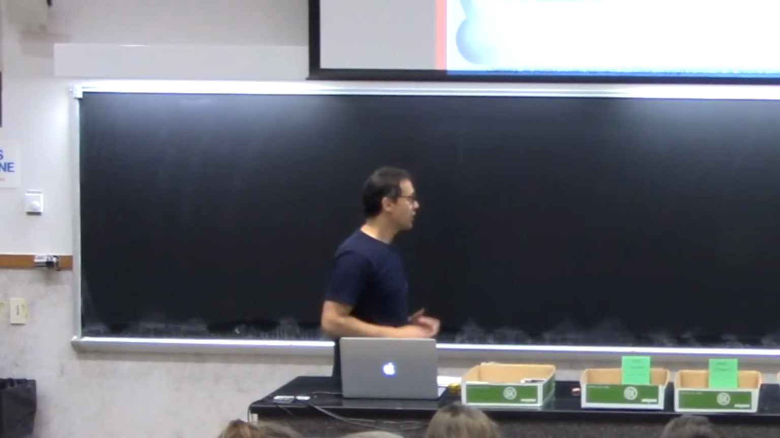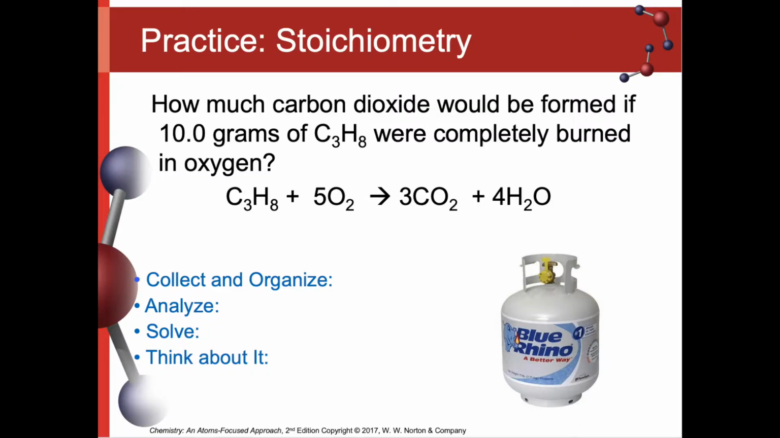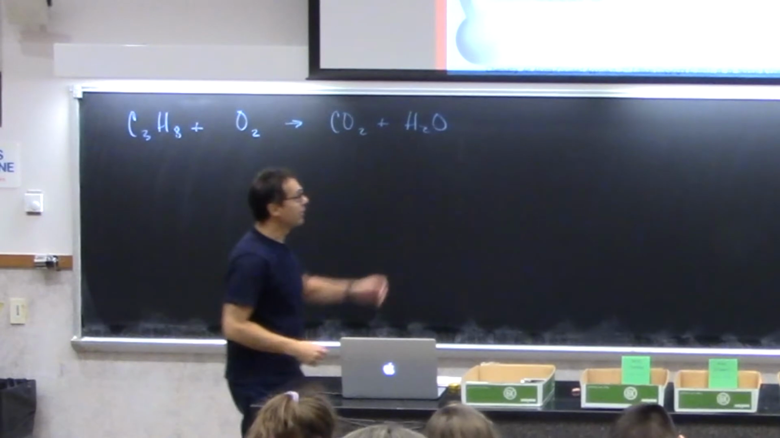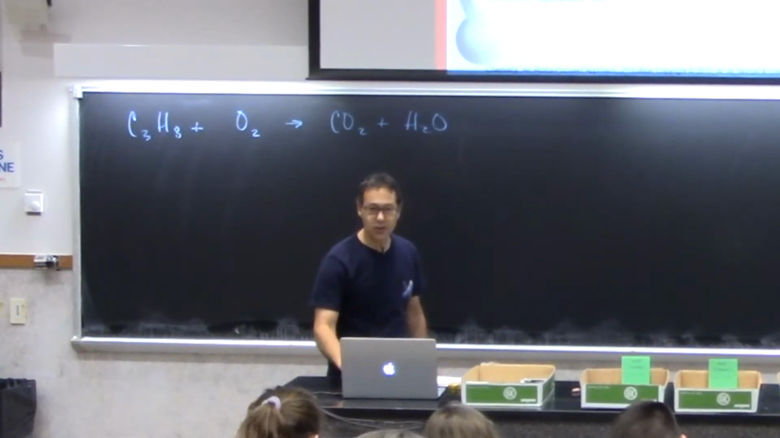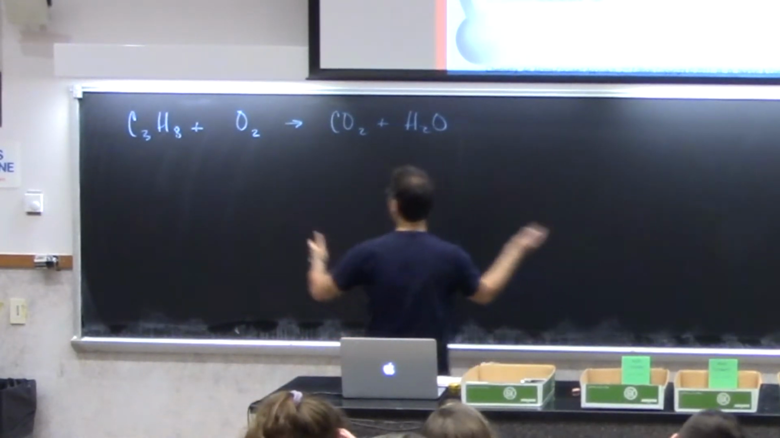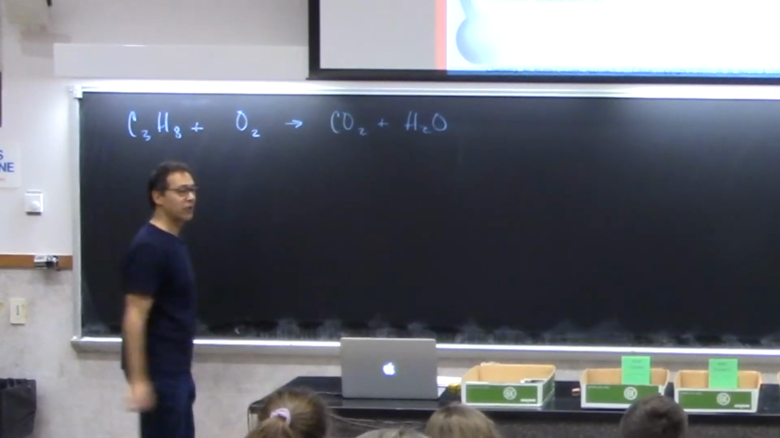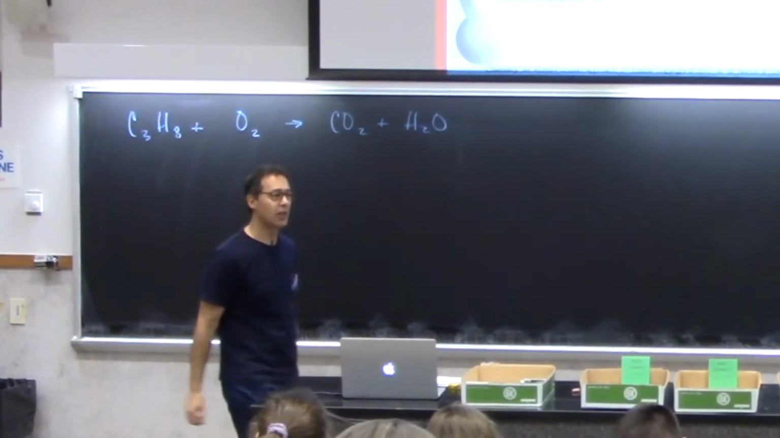Now, the equation for this is C3H8 plus oxygen. Because this is a combustion reaction, we end up producing carbon dioxide and water. Now we have to balance this equation, and on the slide it's balanced, but just as a little bit of a review, you have all of these different elements here. We want to make sure we have the same number on both sides of the equation.